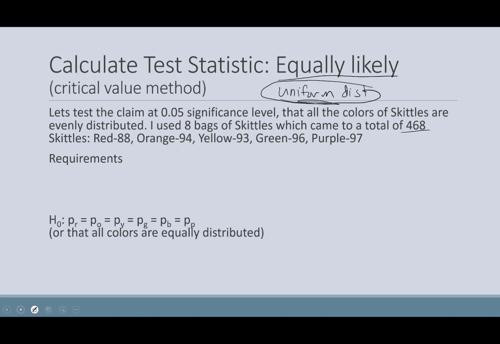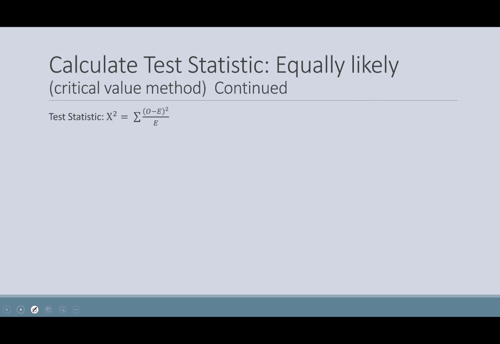Now that we've checked all our requirements, we can set up our null and alternative hypotheses. My null hypothesis would be that the proportion of red is equal to the proportion of orange equals the proportion of yellow equals the proportion of green equals the proportion of blue equals the proportion of purple. Or we might just write it as a sentence that all the colors are equally distributed. My alternative hypothesis would be that at least one of the proportions is different from the others. So now we are going to compute the test statistic.